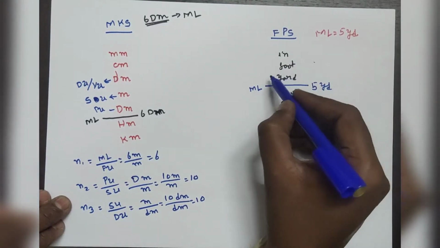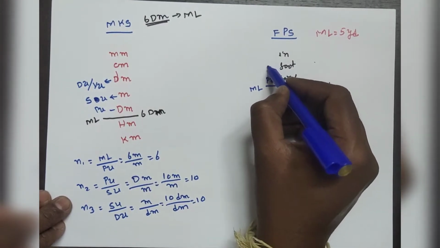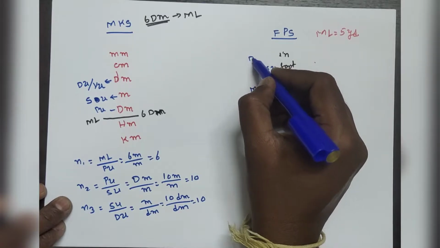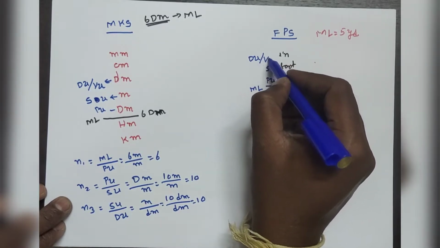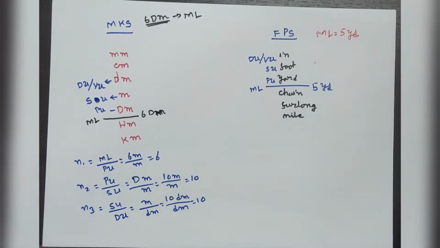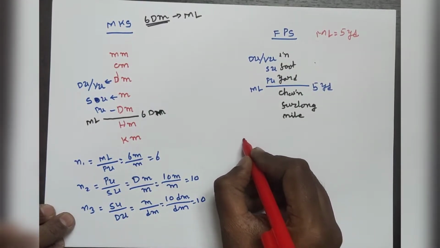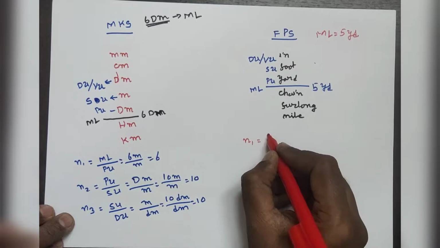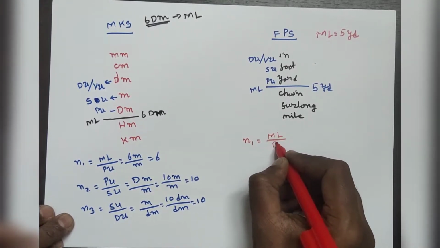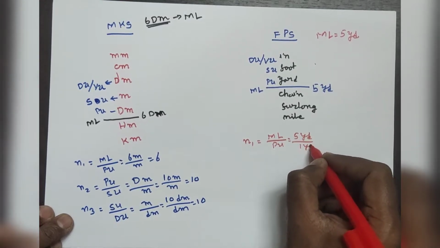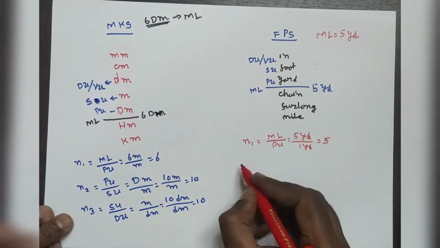Therefore the unit lower than that will become the primary unit. This is going to be the secondary unit. Inch is going to be the diagonal unit if it is a diagonal scale. If it is a Vernier scale, it will become the Vernier unit. Now here in this particular one, the same calculation I am going to do because you are already aware of it. N1 is equal to maximum length by primary unit, 5 yards divided by 1 yard is equal to 5.